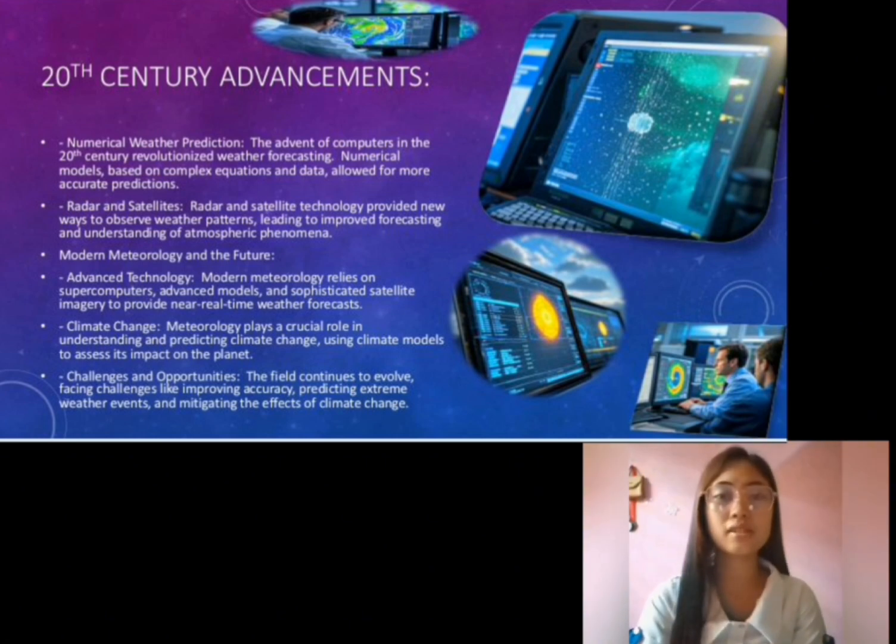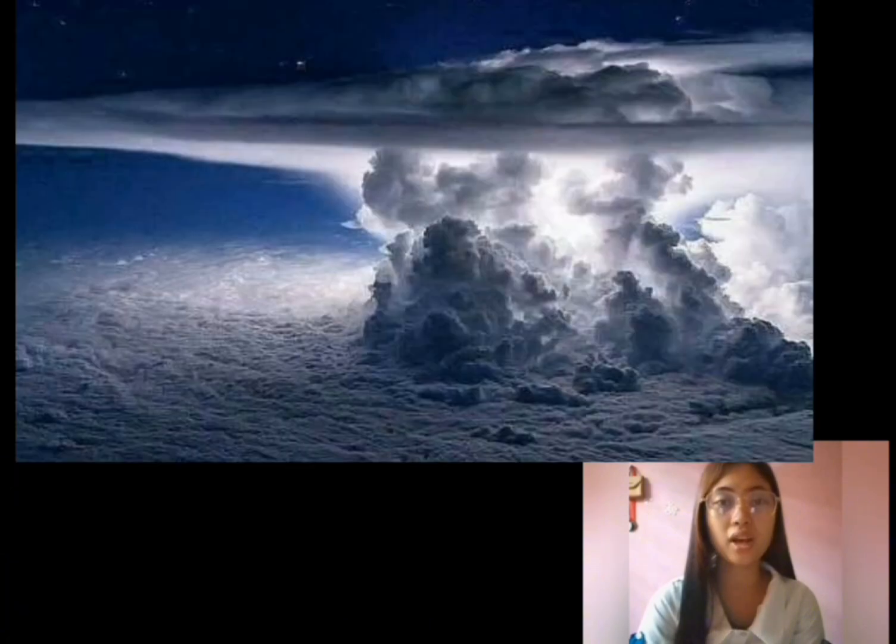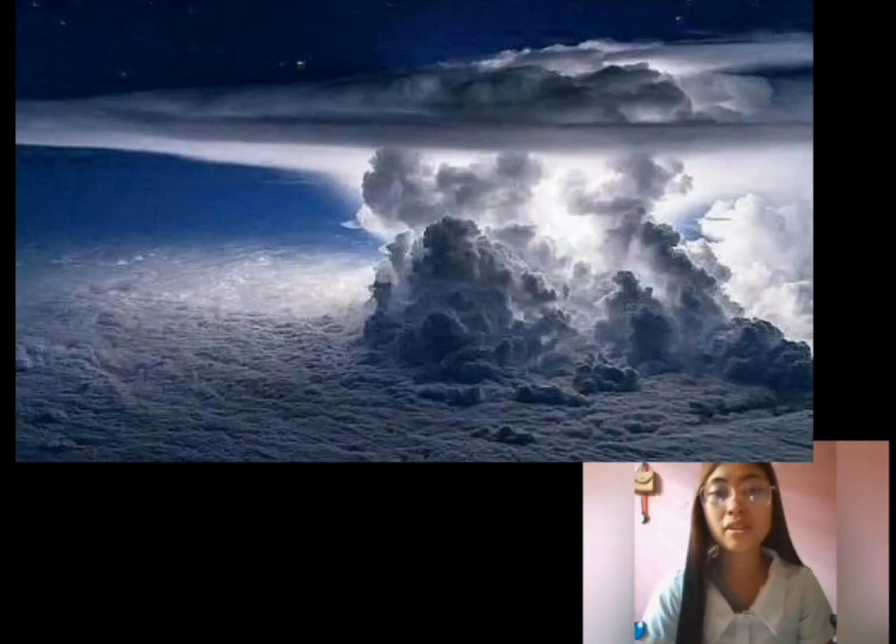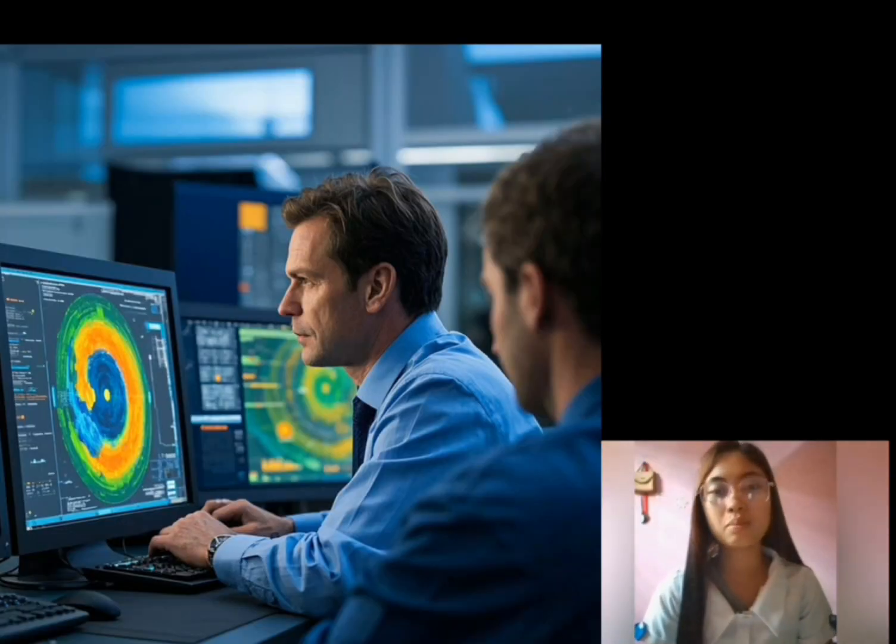Meteorology has a profound impact on our lives, influencing decisions in agriculture, transportation, energy production, and disaster preparedness. Accurate weather forecasts are essential for safety and economic well-being. The accuracy of our weather forecasting is continually improving.